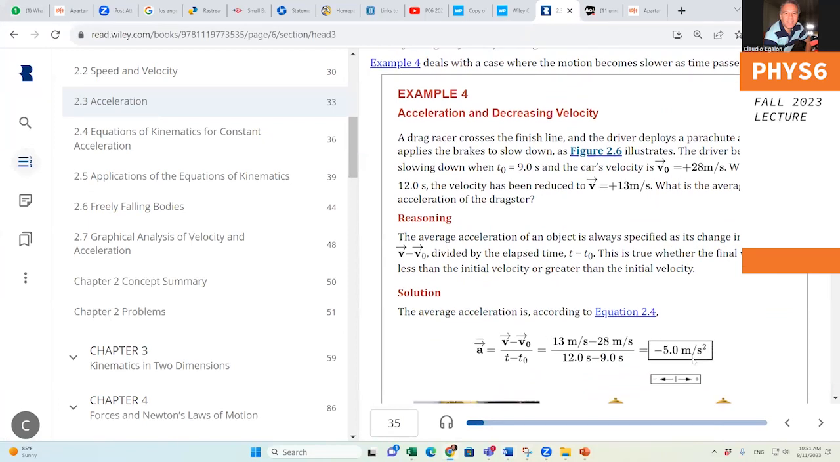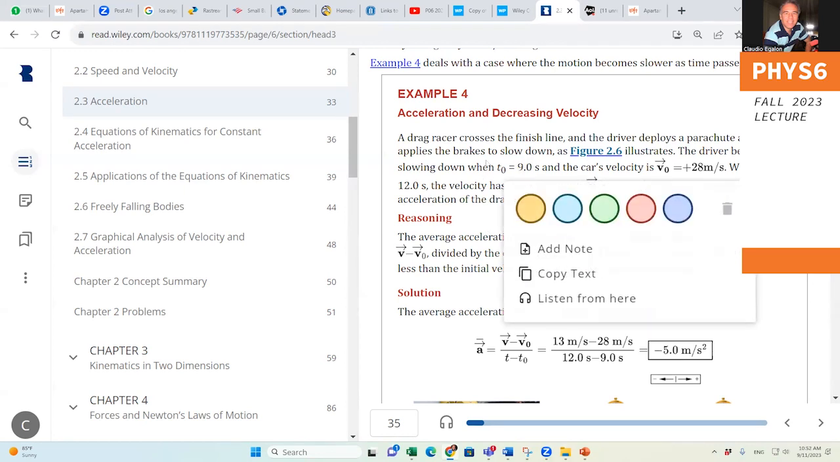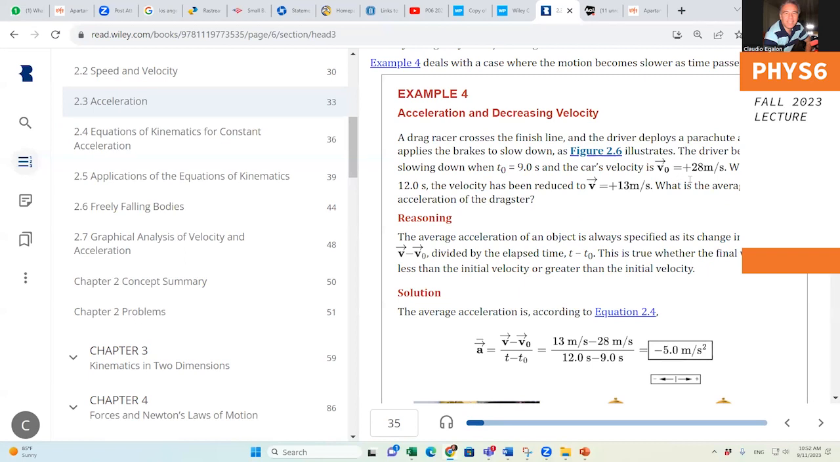He got 5. Let's see. What did I do wrong here? Oh, there's more to it. Let's see. A drag racer crosses the finish line. The driver begins slowing down. Oh, it begins slowing down at t equal to 9 seconds. Okay. And the car velocity is okay. So he wants the average acceleration between 9 seconds and 12 seconds. Okay, that was my mistake.